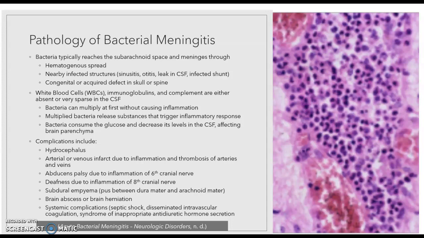Complications can include hydrocephalus, arterial or venous infarct due to inflammation, abducens palsy, deafness, subdural empyema, which is the pus between dura mater and the arachnoid mater, a brain abscess or herniation, and systemic complications such as septic shock.